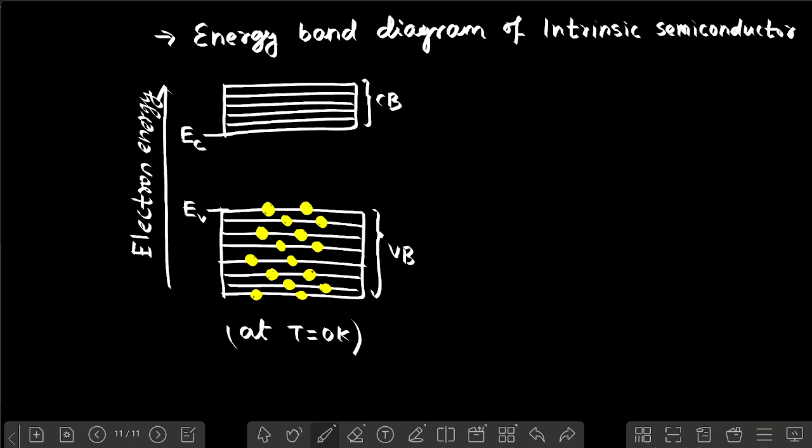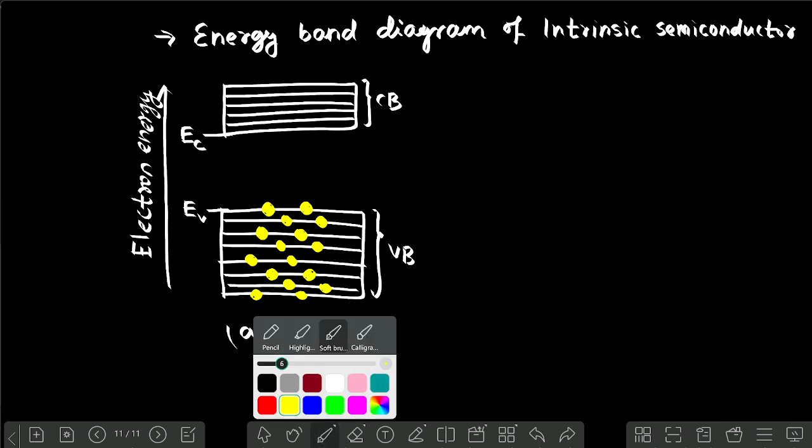See, these dots given here are basically electrons. And all of you listen: in one energy level, you can have 2 electrons. That's why 2 dots I have given. So this is T equal to 0 Kelvin.